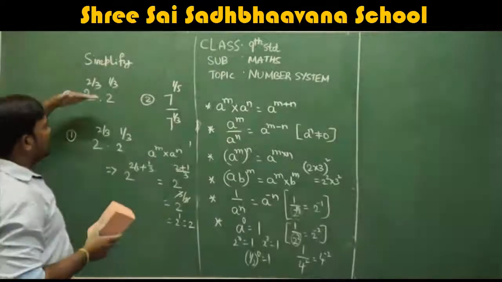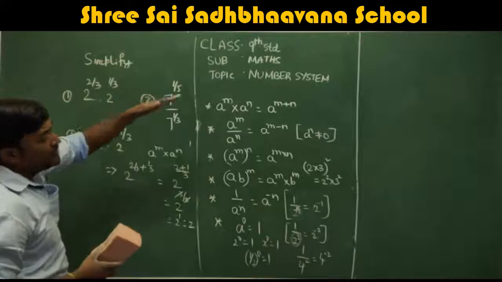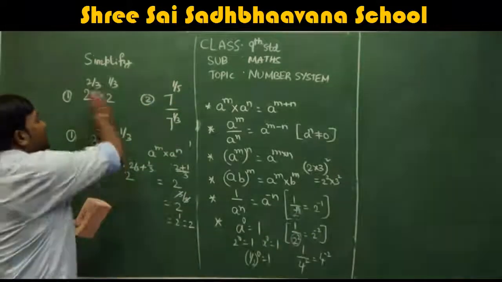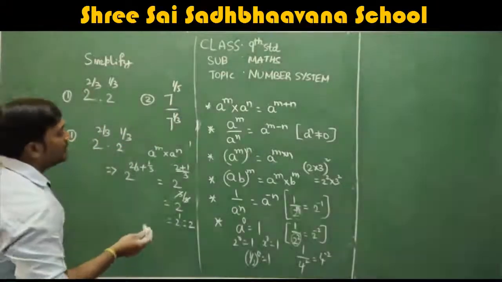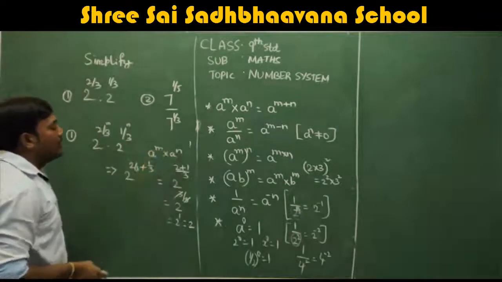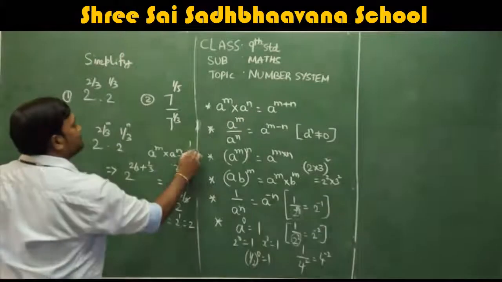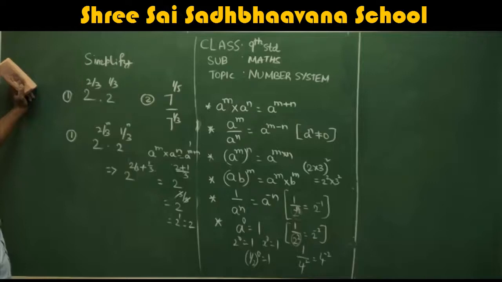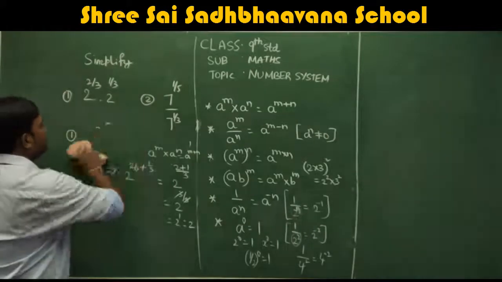Very simple. Just look at the sum. Which bases are the same? Which identity does it resemble? First one, a power m into a power n. These are different, no problem. Bases should be the same. So a power m into a power n is a power m plus n. Take this as m, this as n, add it. So we'll get 2 by 3 plus 1 by 3, which is 3 by 3, which is 1, so 2 power 1 is 2. So the answer is 2.